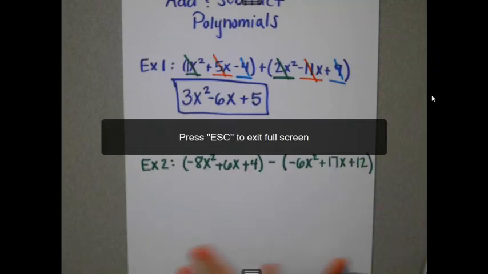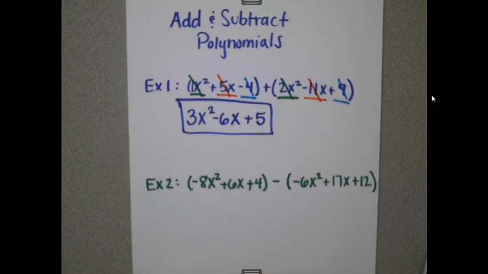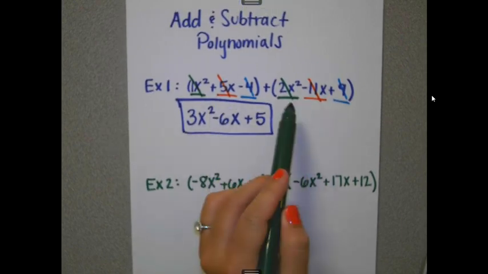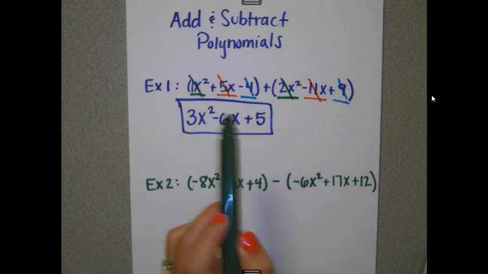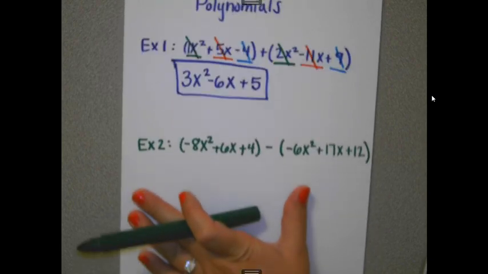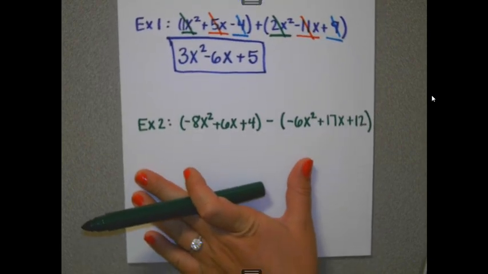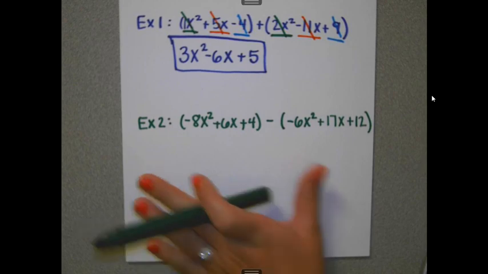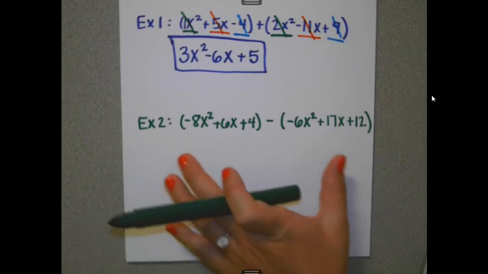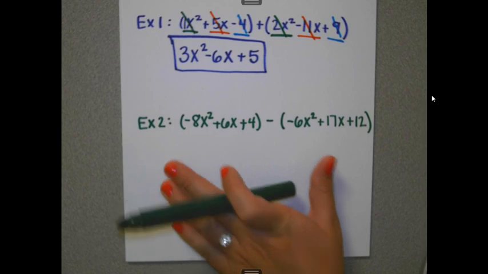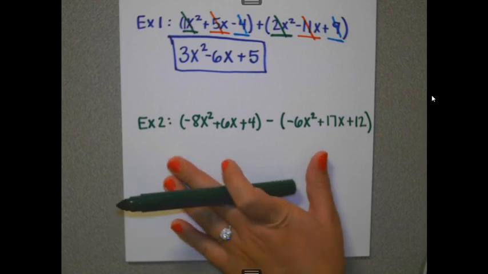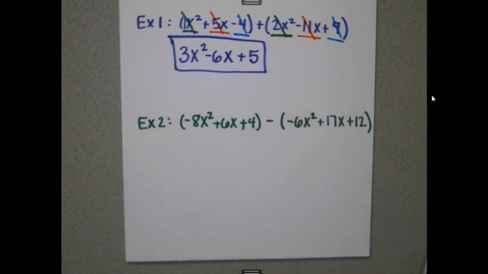Okay, so in the first video, we looked at how we add our polynomials. Now with the second example, we're going to look at how we subtract these polynomials. Essentially, it's going to be very similar to when we add these, but there's one important step that you must do first before you start subtracting.